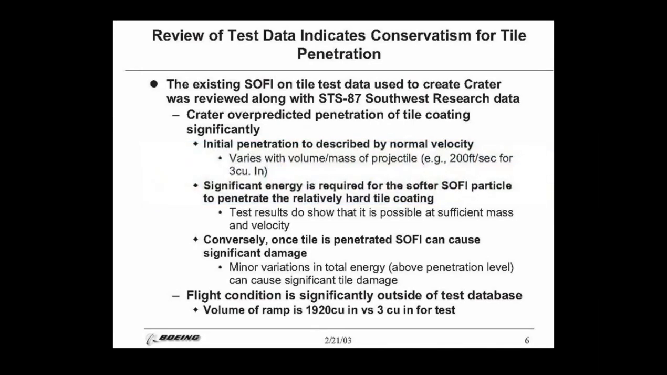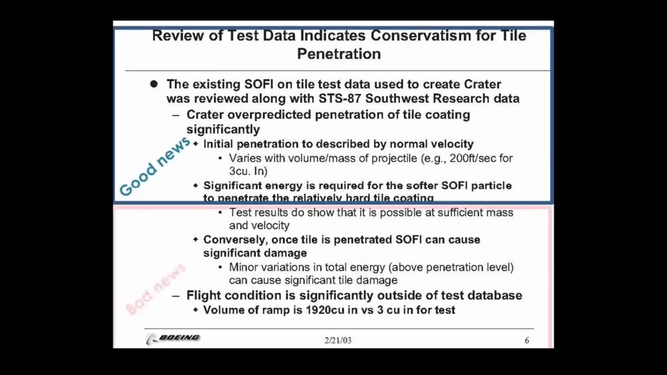Try to speed your way through this while I talk. You'll immediately see that it's not easy to do. The risk of throwing up slides like this and then talking over them is that your audience doesn't understand. First, note that it's really two slides. The first slide is all about the good news. Our model conservatively suggests an overprediction of penetration. But now to the bad news at the bottom. The actual flight is outside the test database, and there could be significant injury.